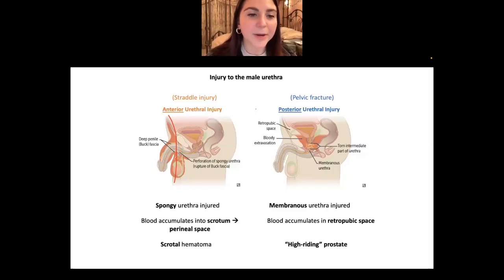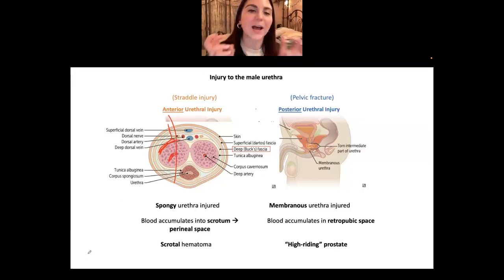The other thing they can ask about is where blood accumulates. It's going to accumulate into the scrotum. And then from the scrotum, it can go into the perineal space, which is just surrounding, like perianal, I guess not anal. That's actually not a good analogy. It's just everything surrounding those outer fascial layers.